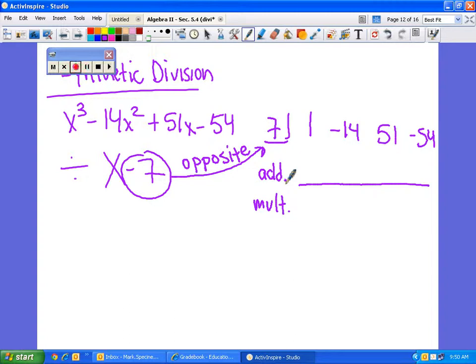All right. First thing we do, we take the first term, whatever this number is, and we bring it down and write it below the line. Then we multiply. We take whatever this value is, here it's 7, and we multiply 7 times 1. 7 times 1 is 7. So whatever the product is of the number in the box and the number below the line gets written in the next column. Now we add. We take the top value in the column and add it to the number that we just wrote. So negative 14 plus 7 is negative 7. And that gets written below the line.